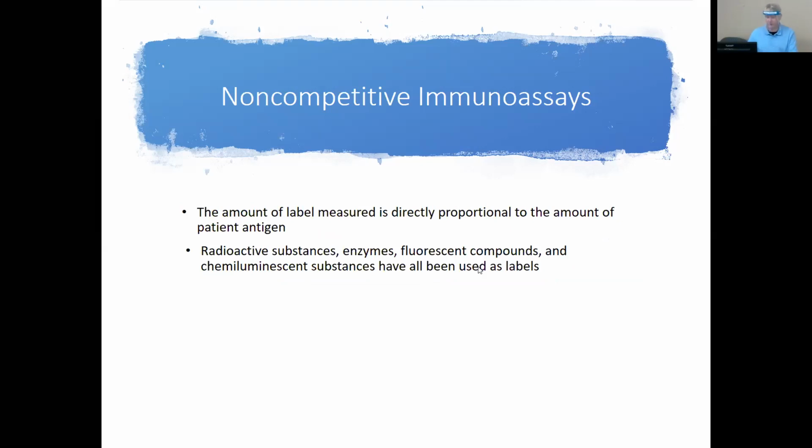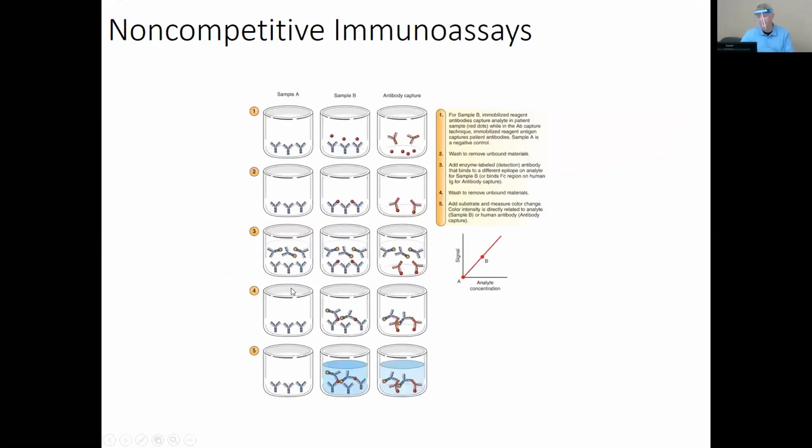Okay, because what it's going to mean is if there's nothing to measure, there's no antibody there, there's no antigen there. If there's an antigen there, there's antibody there. Okay, and we can do this with radioactive substances, enzymes, which we're going to do today downstairs, fluorescent compounds, and chemiluminescent compounds. So let's take a look at this one.